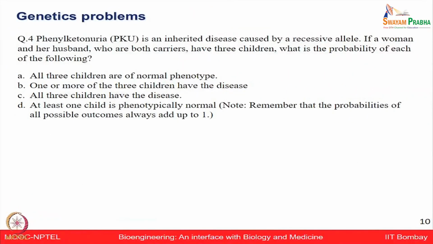Phenylketonuria or PKU is an inherited disease caused by a recessive allele. If a woman and her husband, who are both carriers, have 3 children, what is the probability of each of the following? All 3 children are of normal phenotype, one or more of the 3 children have the disease, all 3 children have the disease, at least one child is phenotypically normal.